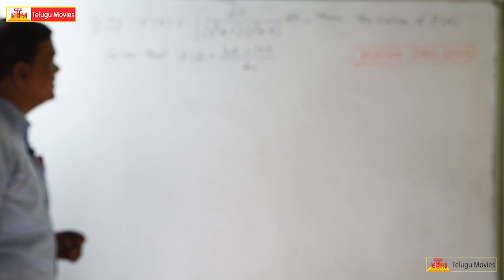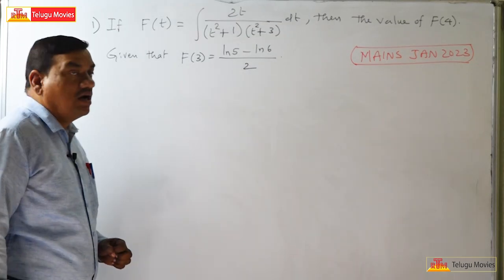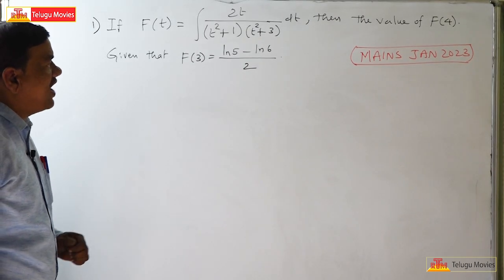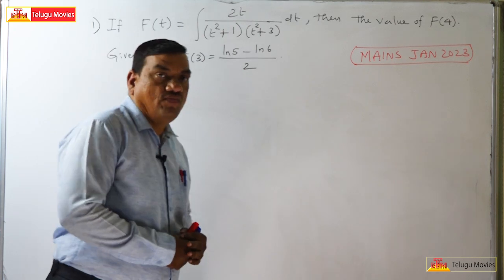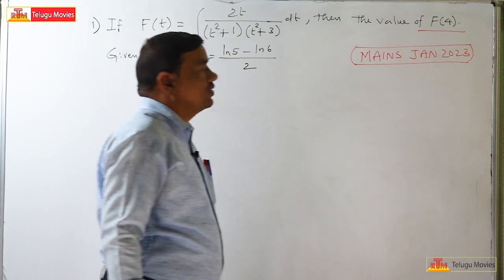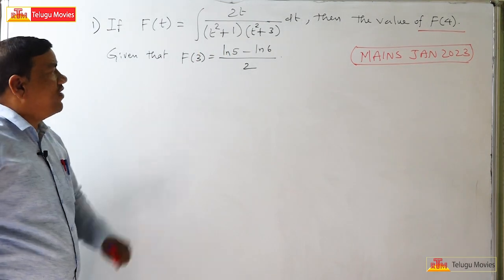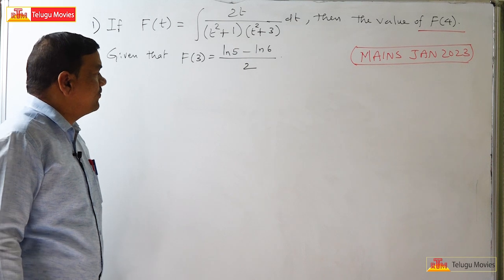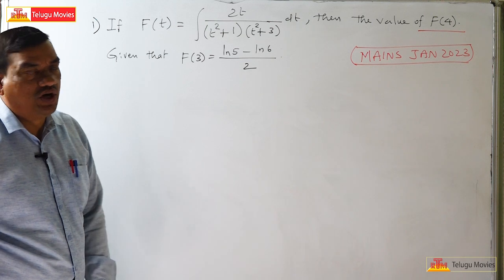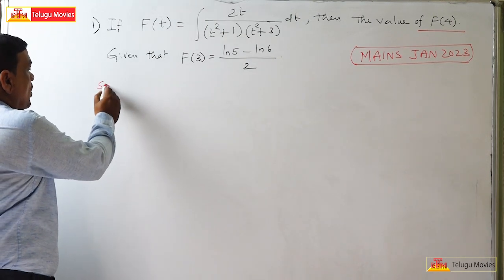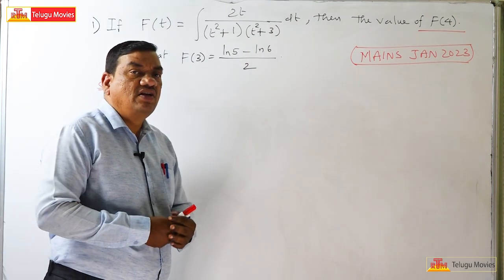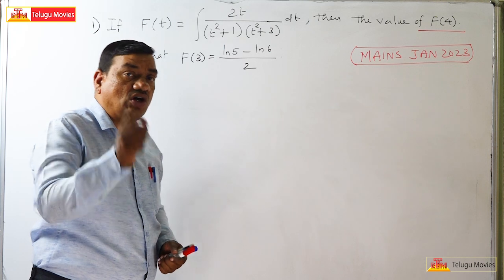Here f of t is given by the integral of 2t upon (t square plus 1) into (t square plus 3) dt. Find the value of f of 4, given that f of 3 is equal to ln 5 minus (ln 6) by 2, that is, logarithm of 5 minus logarithm of 6 by 2. Okay, how to do this problem? A result like this is useful for finding the constant of integration.